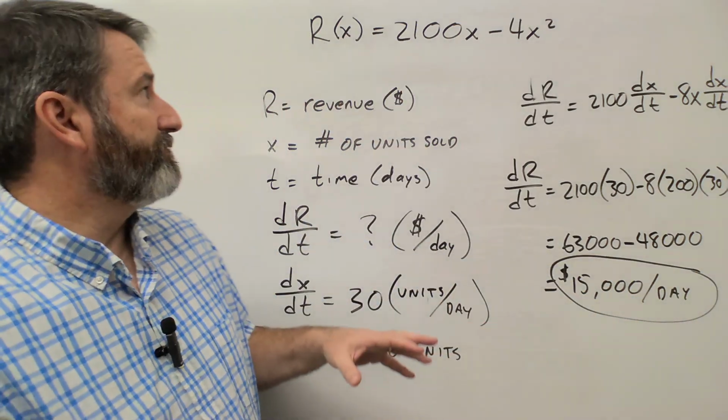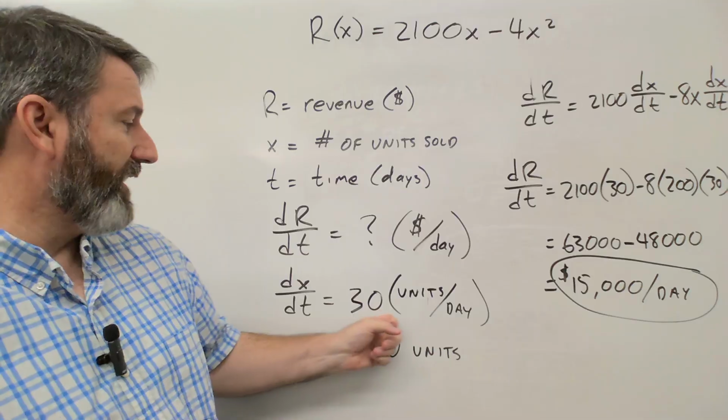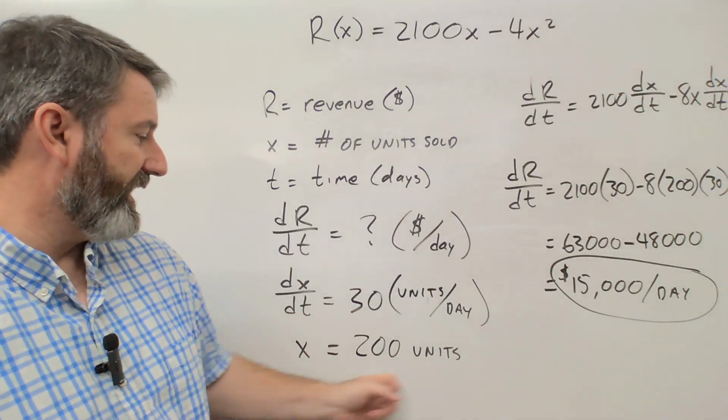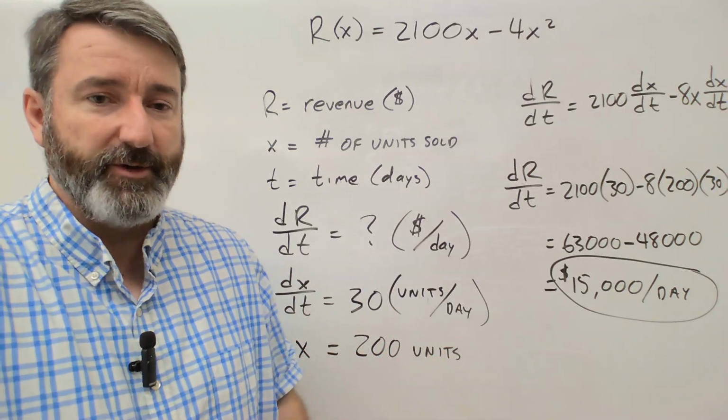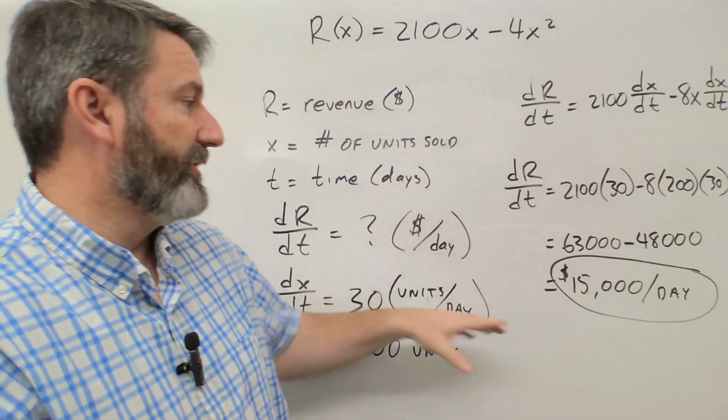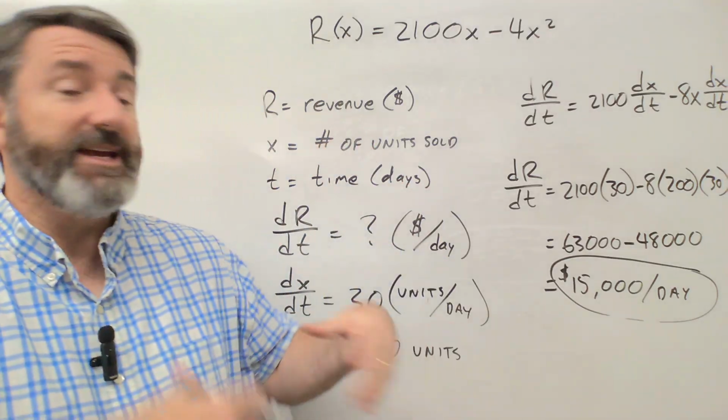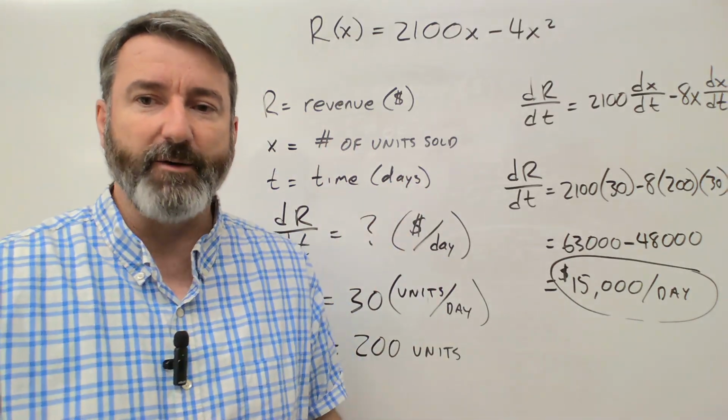So at this point, when sales are increasing at 30 units per day and we've sold 200 units, our revenue is increasing at a rate of $15,000 per day.